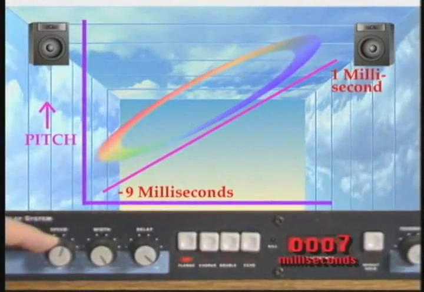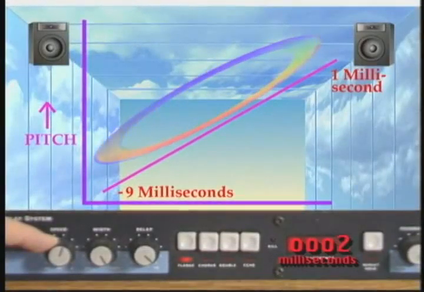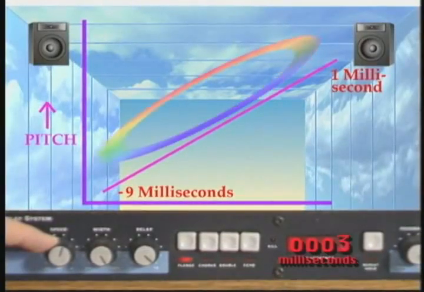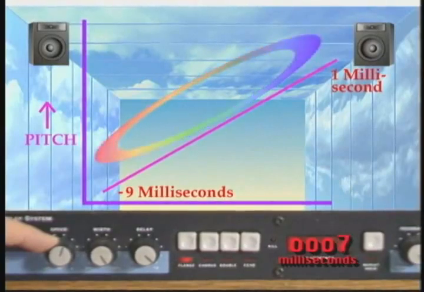Notice that as the delay time gets shorter, the pitch seems to rise. As the delay time gets longer, the pitch seems to fall. Now, if we set the width or depth so that the sweep of the delay time is not so wide, like this, then we have the effect commonly called chorusing.